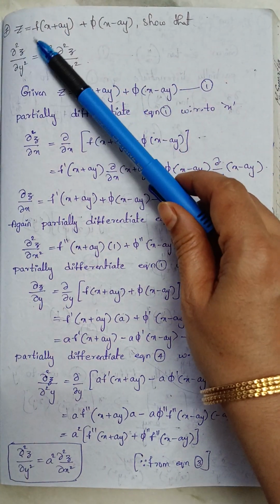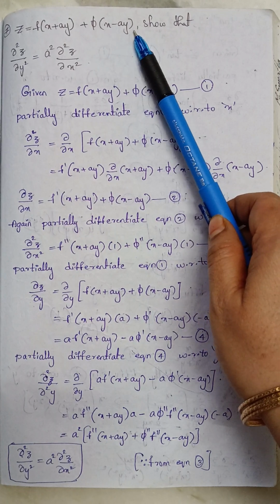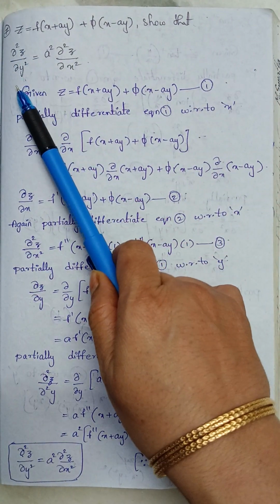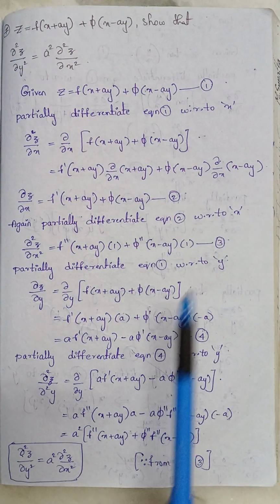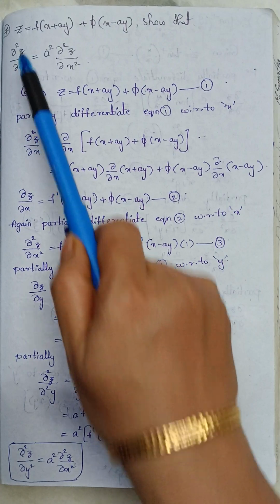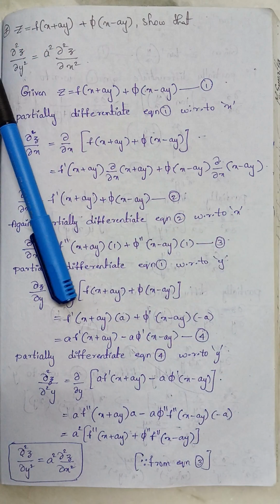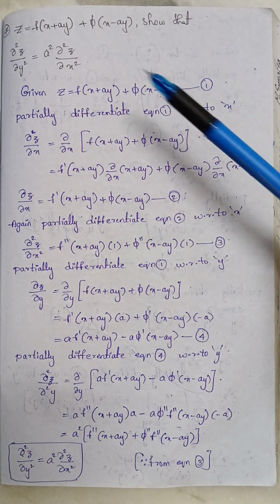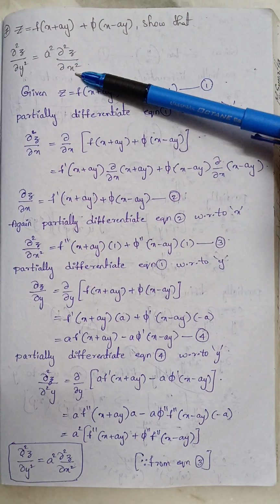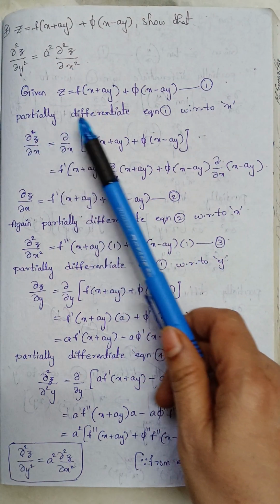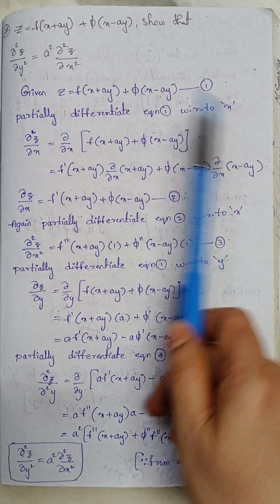Z is given as here f of x plus ay plus pi of, it is another function, x minus ay, then show that dou square z by dou y square equal to dou square z by dou x square into a square, right? Here in the question it is asking dou square z by dou y square, means we need to take differentiation of z with respect to y 2 times, here x 2 times. So for that partially differentiate equation 1 with respect to x first of all.